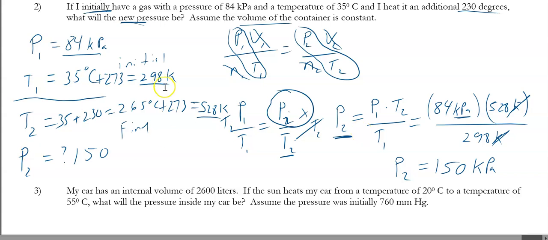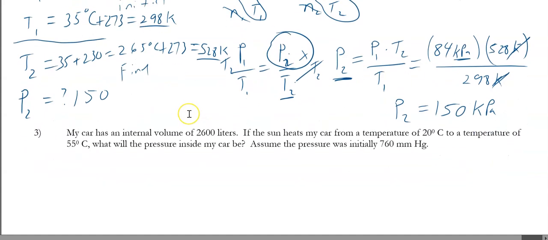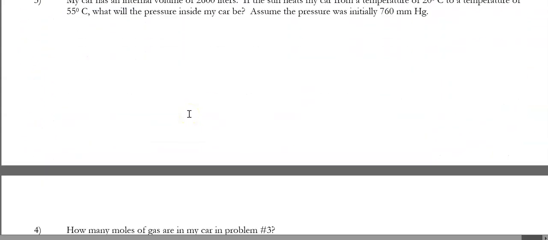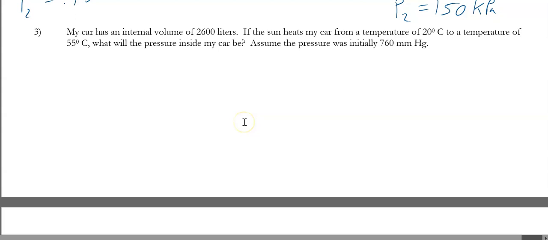Okay, so good practice using the combined gas law here. All right, next one: my car has an internal volume of 2,600 liters. If the sun heats my car from a temperature of 20 degrees Celsius to a temperature of 55 degrees Celsius, what will the pressure inside my car be? Assume the pressure was initially 760 millimeters of mercury.